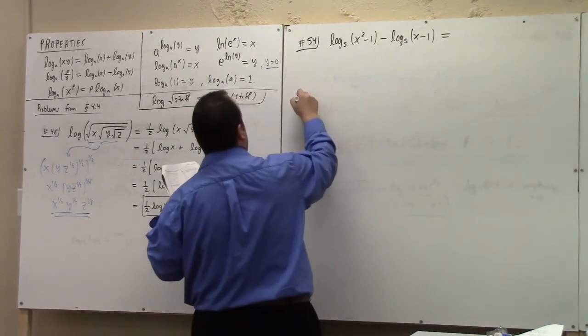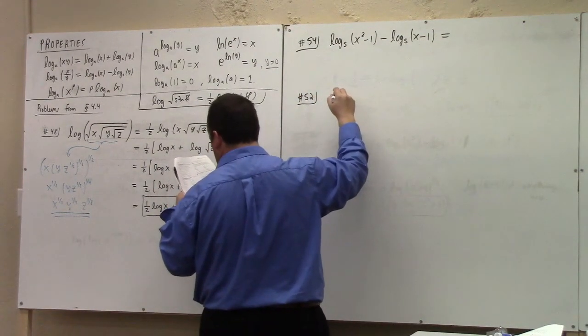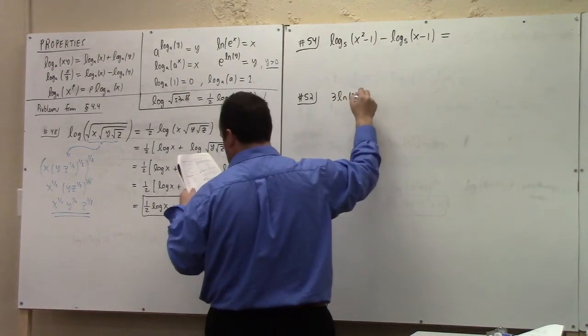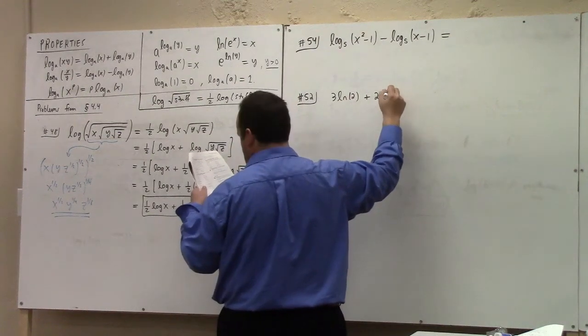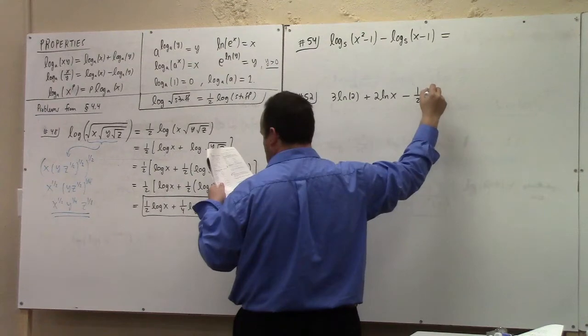All right, that's one. Number 52 is maybe also worth looking at for a second here. Number 52 is, oh yeah, okay, so 3 log 2 plus 2 log x minus 1/2 natural log of x plus 4.